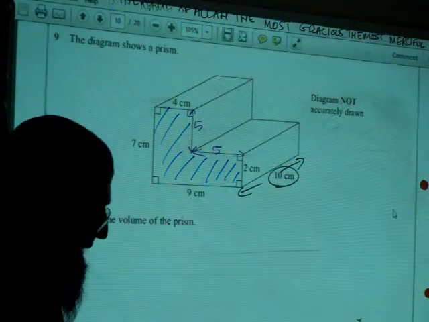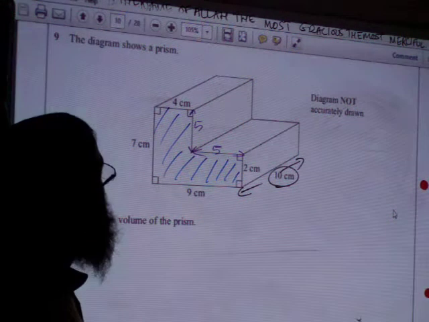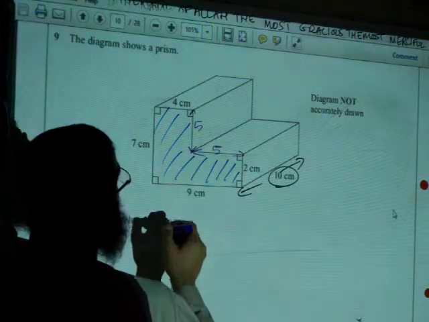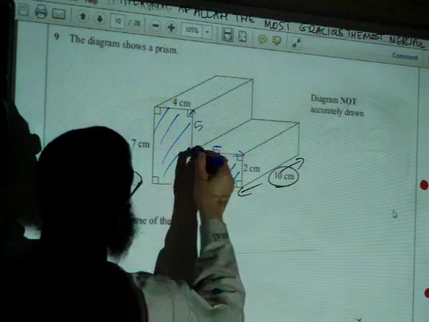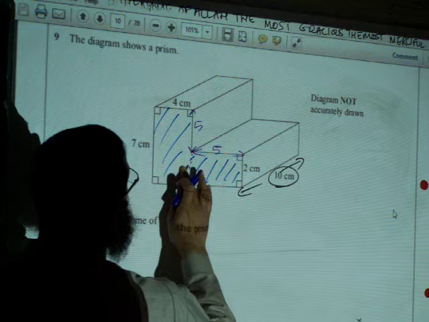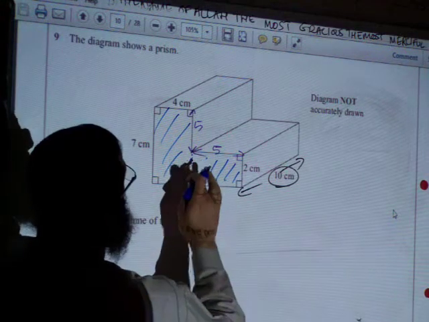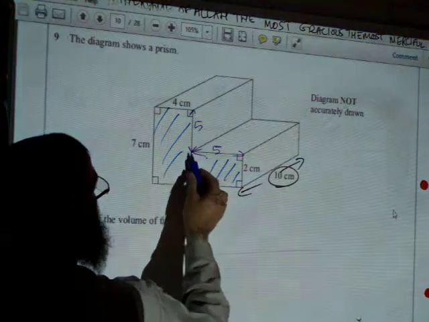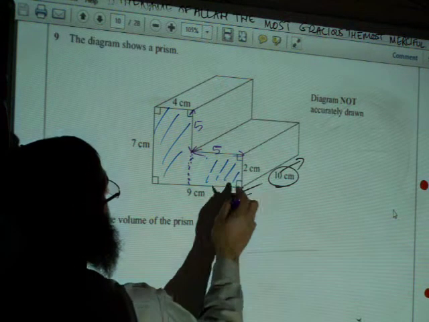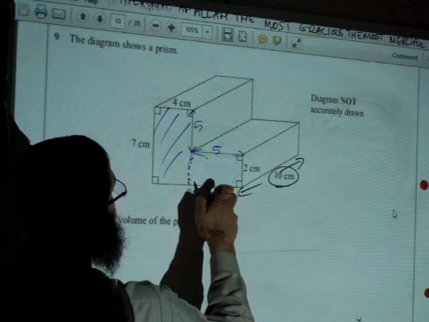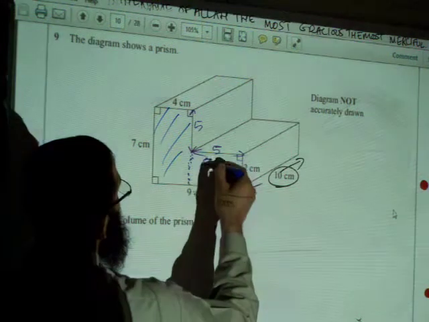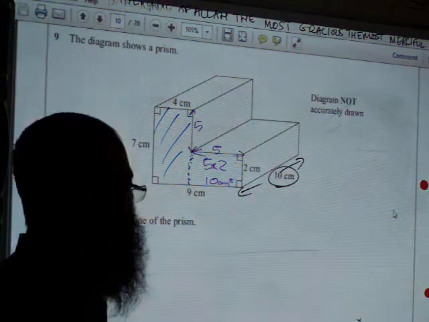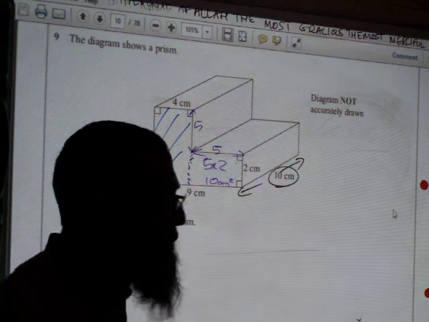Right, what do we do here? Give me the technique for working out the area of the L shape. Split it up into 2 parts, yeah? So you saw here the length is 5 and the width is 2. So 5 times 2 is? Okay, why have we done 5 times 2? Because the area of a rectangle is length times width.